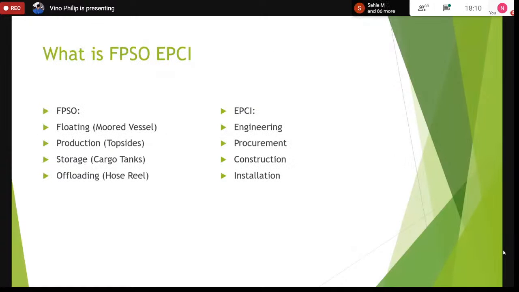So first, let me explain the actual abbreviations. FPSO. It's floating. Floating means that it's a vessel. It has a buoyancy, so it can float. And it is moored. Moored means it is stationary. It is anchored to a position. So it's a moored vessel. Production means that it has additional capabilities on the deck. They are designed with additional weight on top of the vessel, on the deck of the vessel.